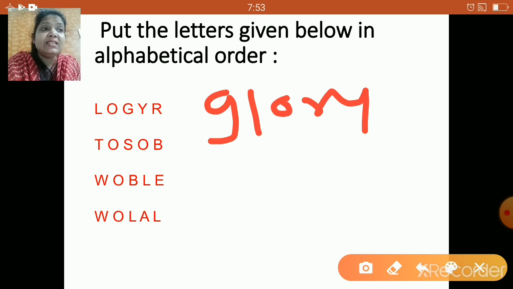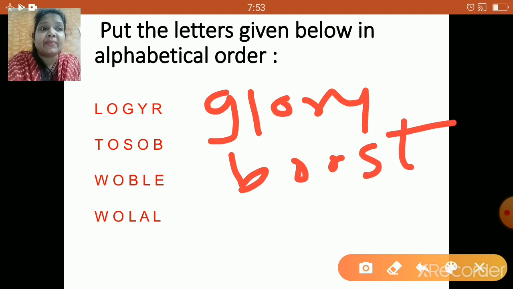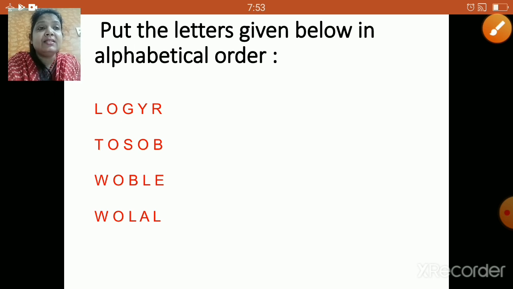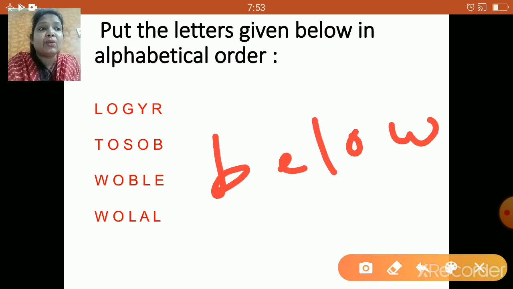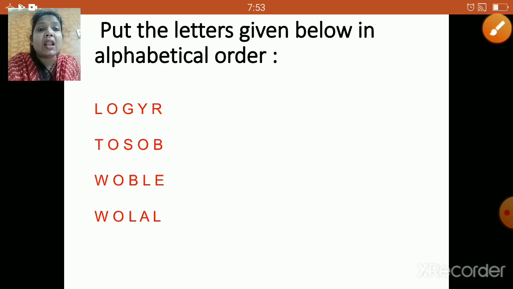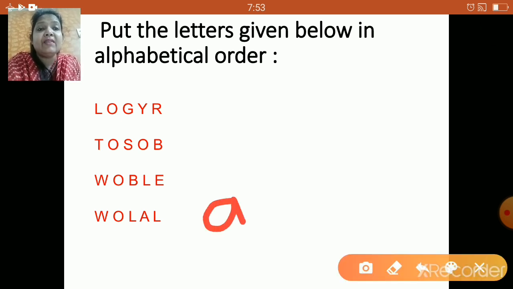Now what is the second word? Its second word is boost. Okay, then your third one is below. Yes, it's below. And the next word is allow. Yes, A comes first, then L-L-O-W.